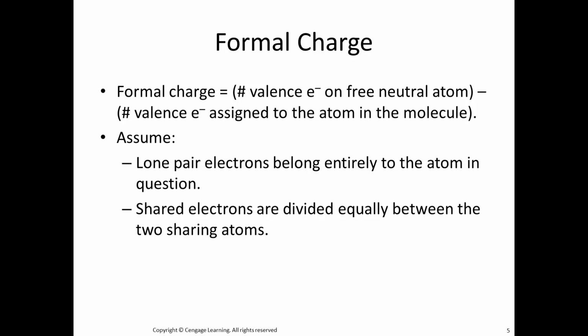electrons to an atom in a molecule is by first assuming that lone pair electrons belong entirely to that particular atom in question, so we can add all of our lone pair electrons. Shared electrons are divided equally between the two sharing atoms, so we can either divide the number of shared electrons by 2, or just count the number of covalent bonds.